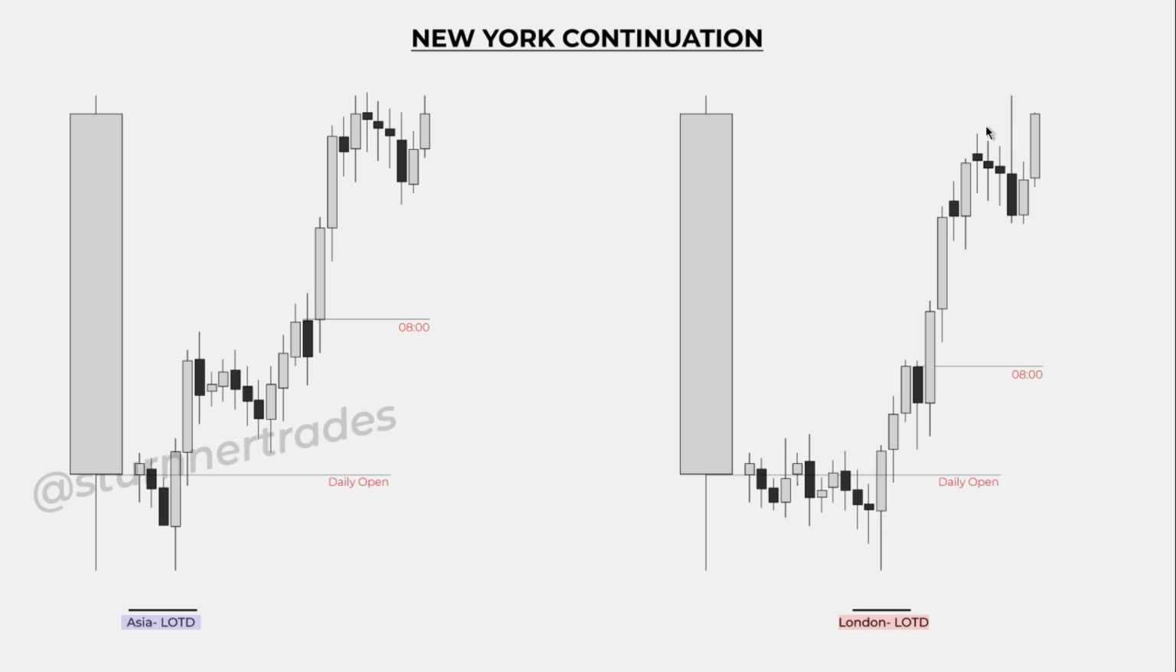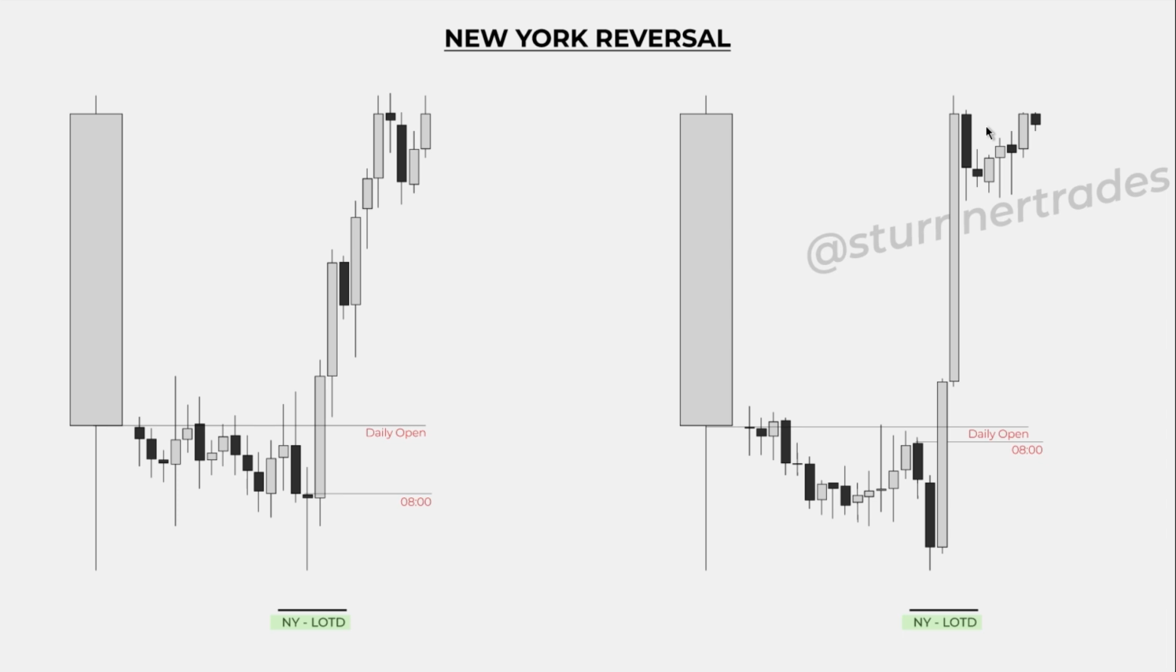Here, Asia and London consolidate around the opening price without setting a proper low. New York opens, drives lower into an important level or PDRA, then sharply reverses higher. This means New York carried the load of setting the low before the bullish move.